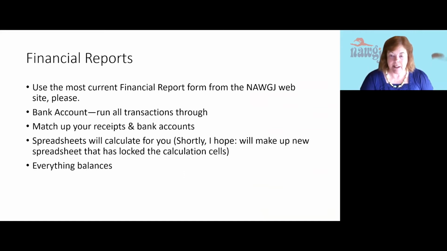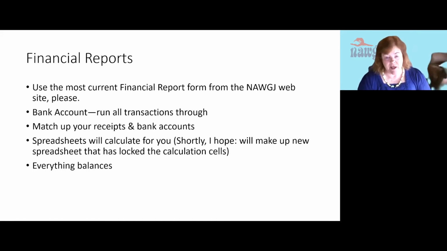Okay, here's just a few things about the financial reports. You can find them on the SJD portion of the NAWGJ website. Use the most current financial report form. And one of the things that I intend to do, hopefully before the next report, is to actually put the date that it was revised, because sometimes there are all kinds of different forms floating around out there. So we'll get a date revised and make some little revisions on it.